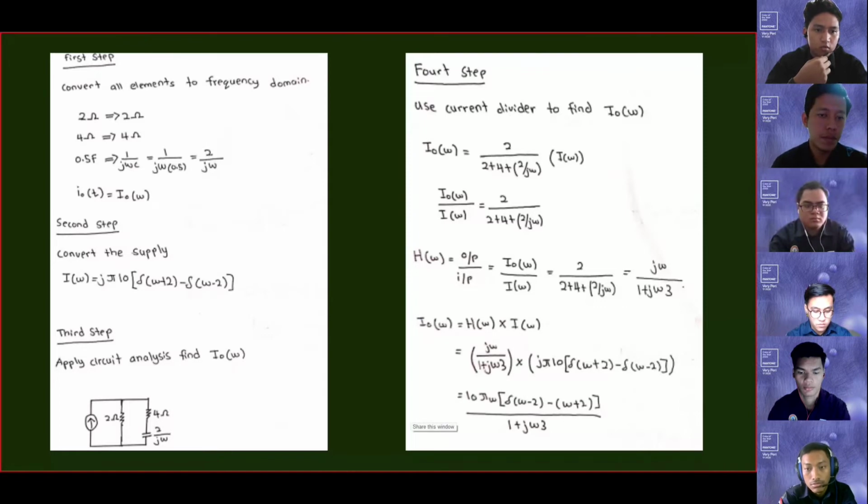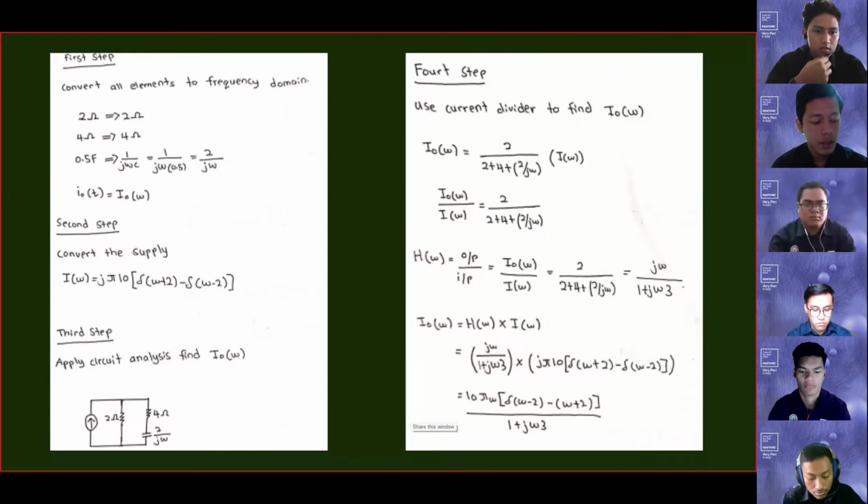For the second step, we convert the supply, what we call i supply, to I omega. So we get j pi times 10 in brackets, delta omega plus 2 minus delta omega minus 2. That's the i supply when we convert it to I omega.